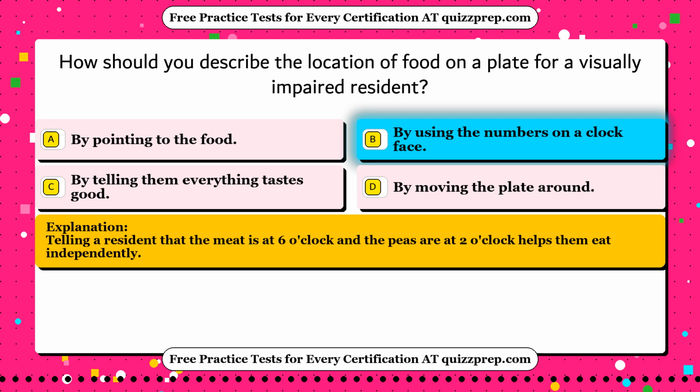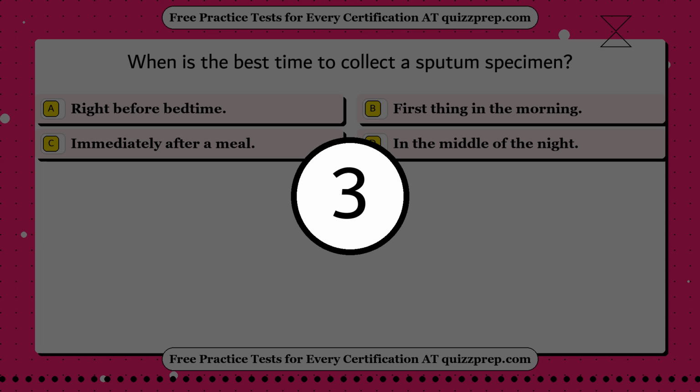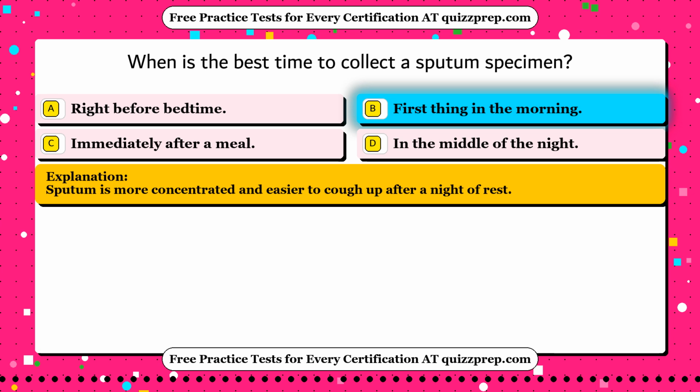independently. Question 99. When is the best time to collect a sputum specimen? Option A, right before bedtime. Option B, first thing in the morning. Option C, immediately after a meal. Option D, in the middle of the night. The correct answer is option B, first thing in the morning. Sputum is more concentrated and easier to cough up after a night of rest.